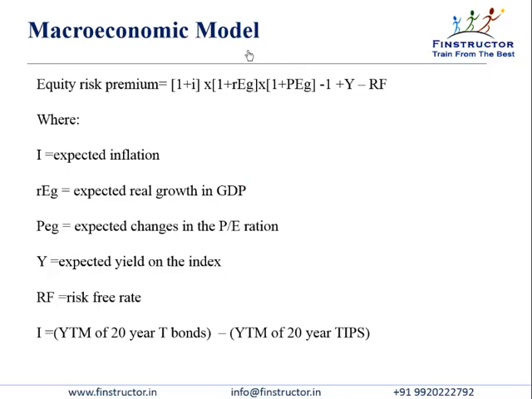The next forward-looking estimate comes from the macroeconomic model. So the macroeconomic model says that the return given by equity or the return given by any index can be broken up as dividend yield and capital appreciation. Dividend yield can be forecasted and capital appreciation can be further broken up as that coming from earnings growth and that coming from revaluation or changes in the PE ratio.